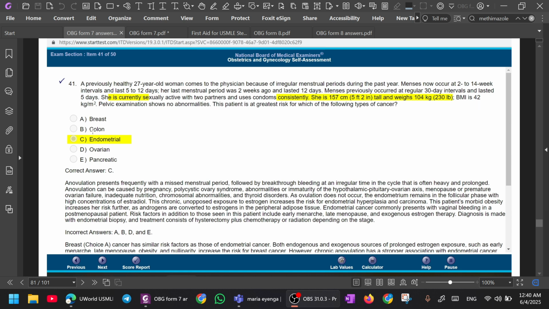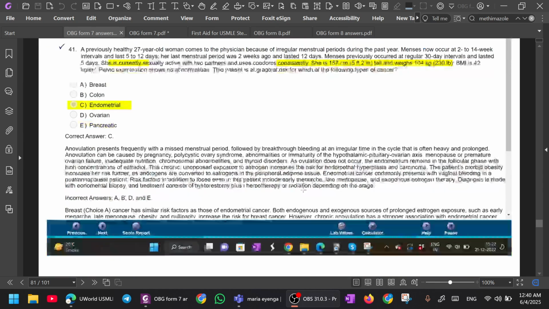It's not breast cancer. Breast cancer has similar risk factors as those of endometrial cancer, both endogenous and exogenous sources of prolonged estrogen exposure, such as early menarche and so on. However, chronic anovulation has the strongest association with endometrial rather than breast cancer.